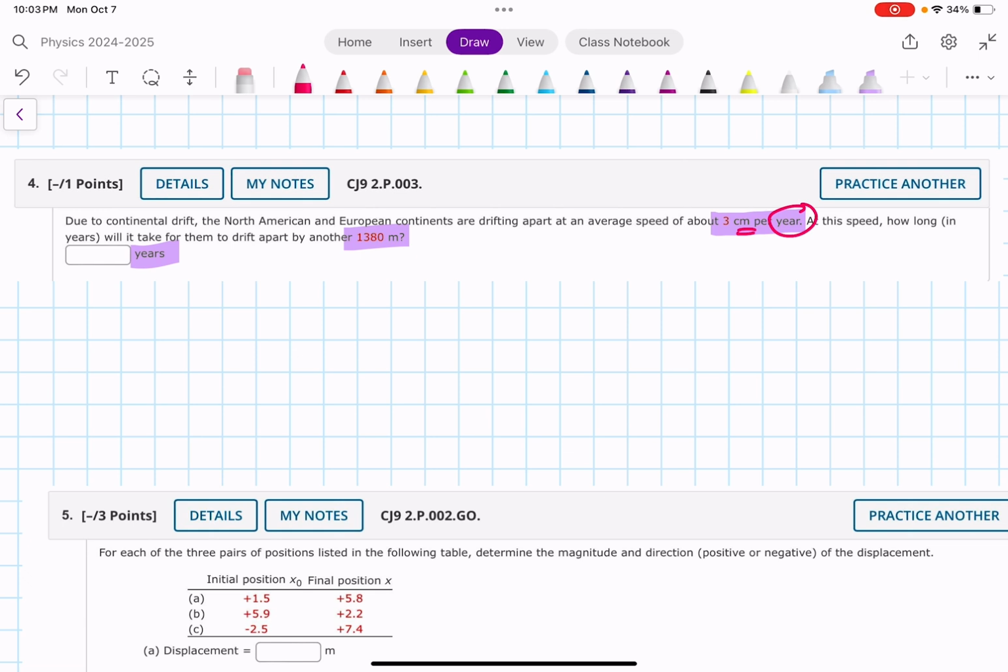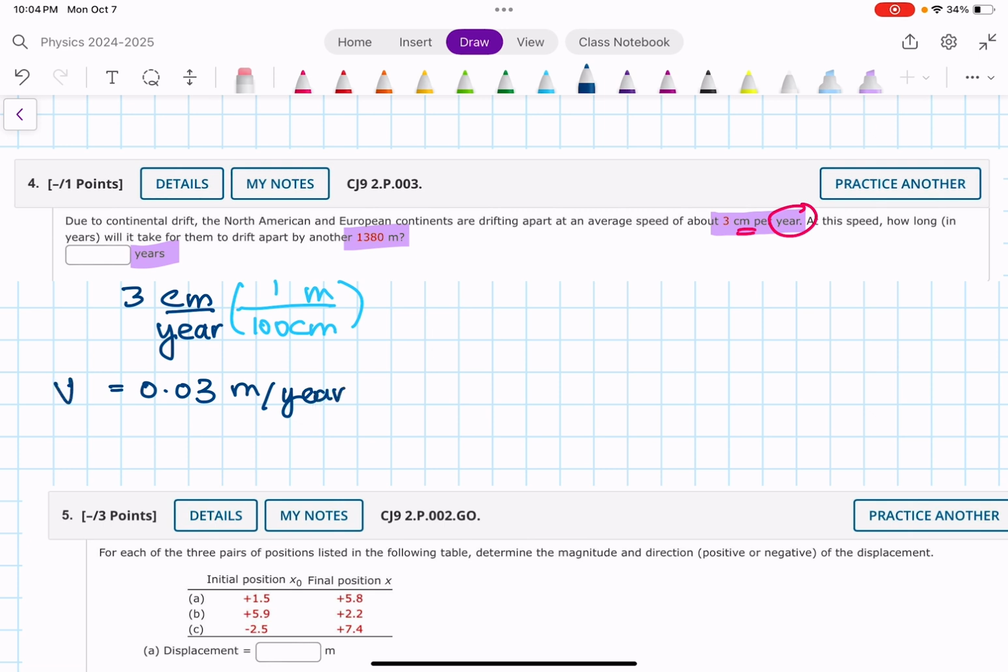So how do we do that? Well, it's pretty straightforward. We have 3 centimeters per year. That's the speed that we've been given. And remember, we're going to just multiply it by a factor. We'll deal with the centimeters. We want centimeters canceled out. We want meters left behind. The conversion is 100 centimeters to a meter. So then we're just going to divide 3 by 100, and what we're going to get is 0.03 meters per year. That's the speed of the continental drift.